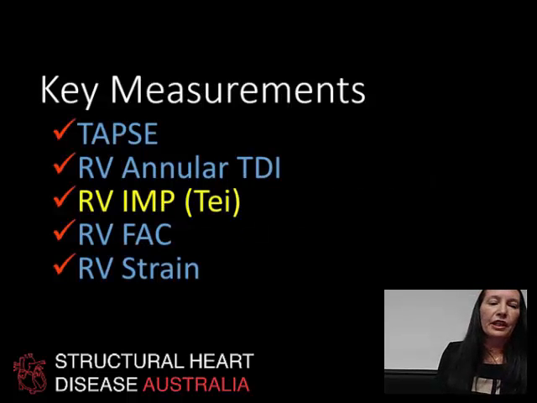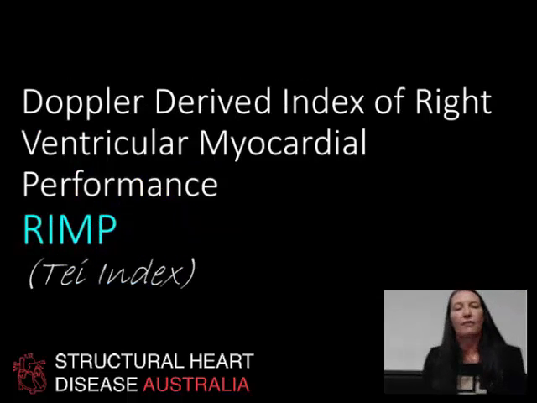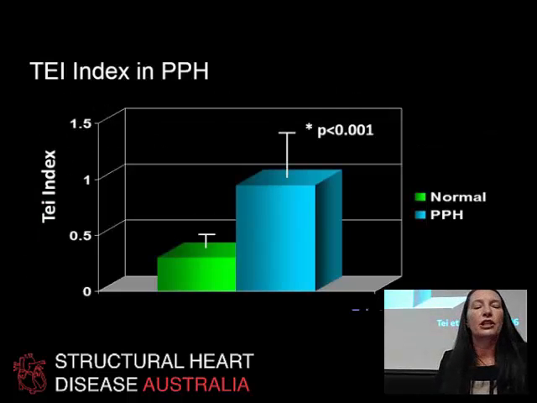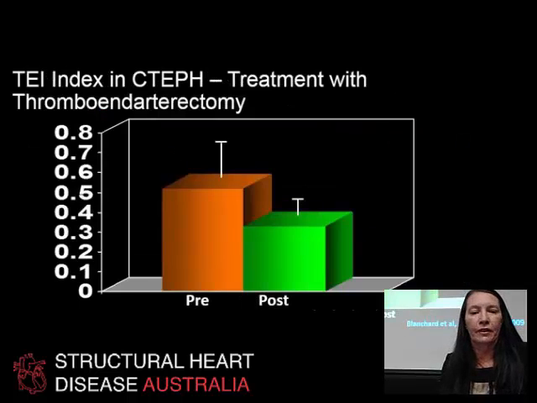Next is the right ventricular Tei index, or the Doppler-derived index of right ventricular myocardial performance. This is a useful measure looking at patients with primary pulmonary hypertension. They're usually much higher with their Tei index than a normal patient. And the Tei index in primary pulmonary hypertension survival drops off dramatically if your value is greater than 0.83. In chronic thromboembolic pulmonary hypertension and treatment with thromboendarterectomy, you can see that the Tei index drops off quite dramatically.